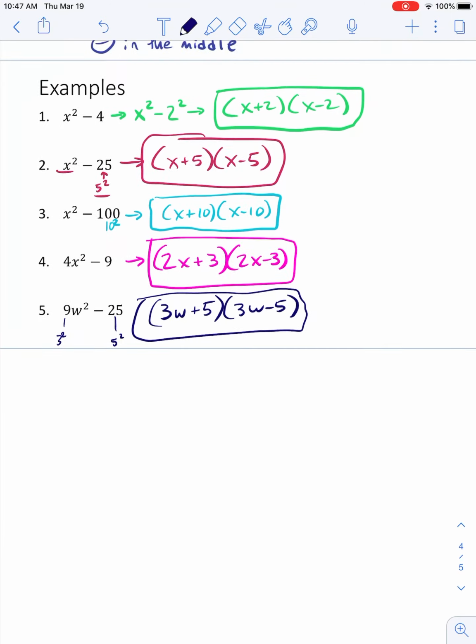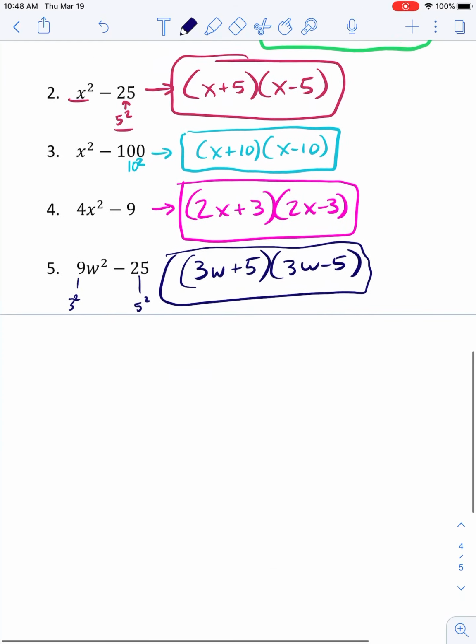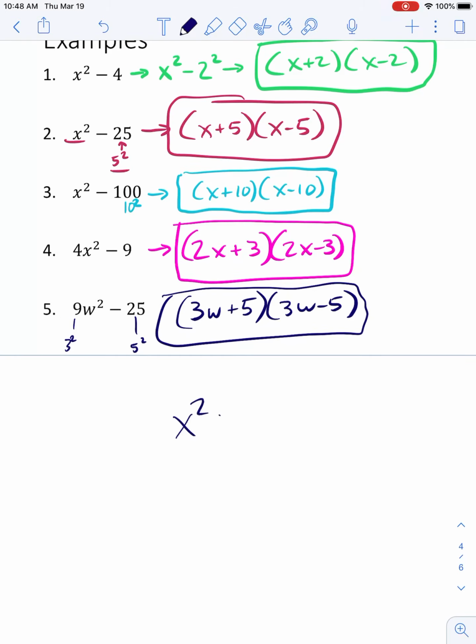So this factoring pattern that we used on all these 5 problems, it only works if we have perfect squares and subtraction in between. So 2 terms, both perfect squares, and subtraction in between. That's what we're going to be looking for on these problems. If you see a problem that looks like this, you've got to realize, well, this isn't 2 terms. We have 1, 2, 3 terms. So it's not going to be a difference of squares problem. Okay? Same thing with a problem like this. It's not going to be a difference of squares problem.